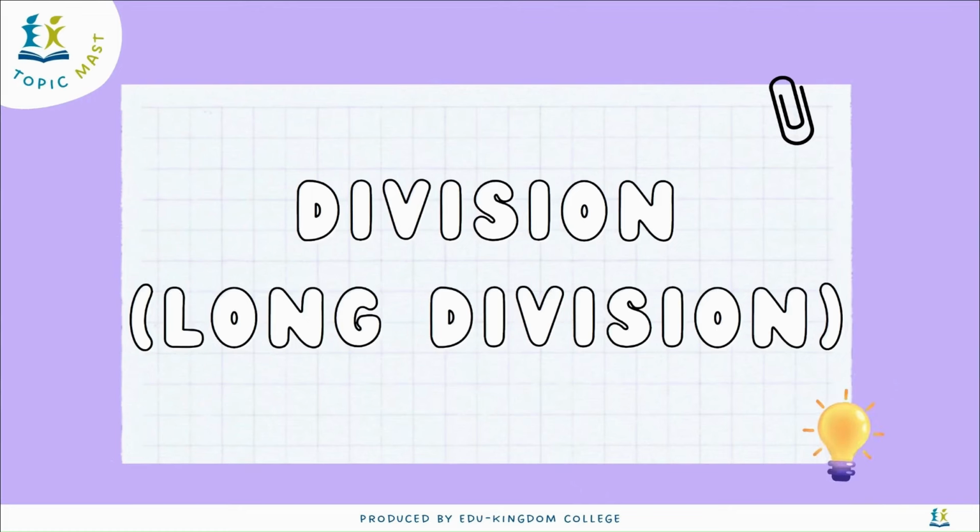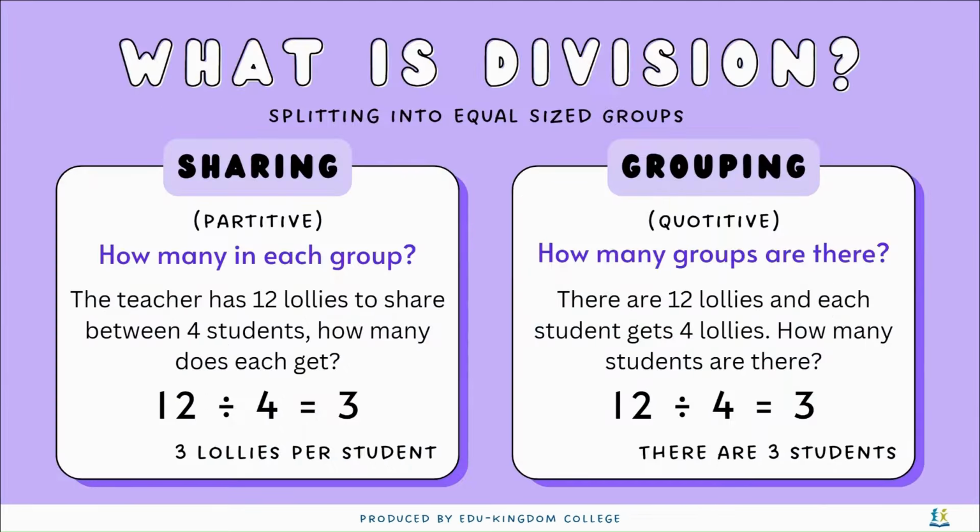In this video, we'll be looking at division, long division. First of all, let's have a look at what is division. Division is splitting things into equal groups. There are two types of division, sharing and grouping. Sharing is how many is in each group, whereas grouping is how many groups there are.